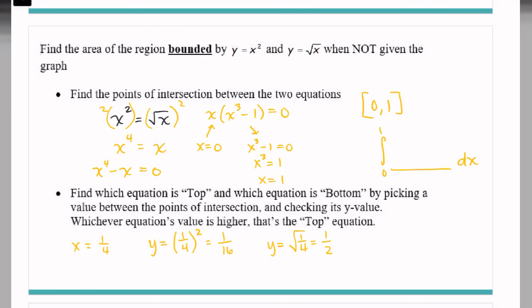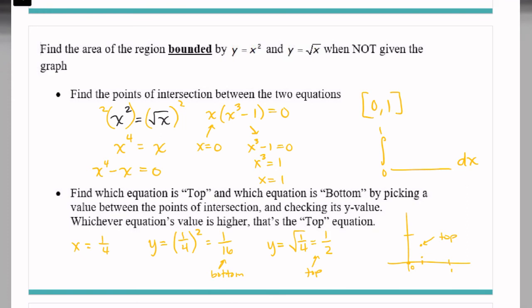So looking at that, I need to know which one's bigger. The bigger one is going to be the higher y value. So this is telling me that, if this is 0 and this is 1, and I'm at 1/4, if I plug in x squared, I get 1/16. But if I plug it into the square root of x, I get 1/2. So this is going to be my top equation. Okay, this is going to be the top. This is going to be the bottom.